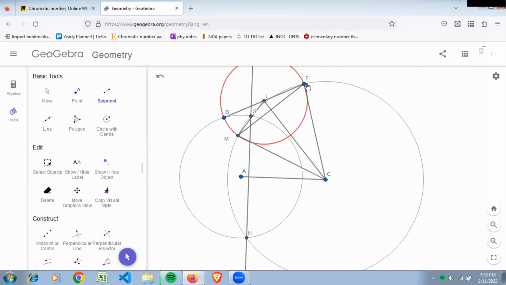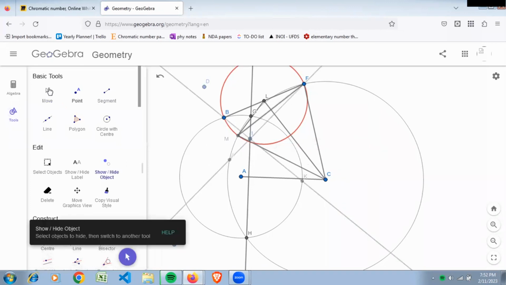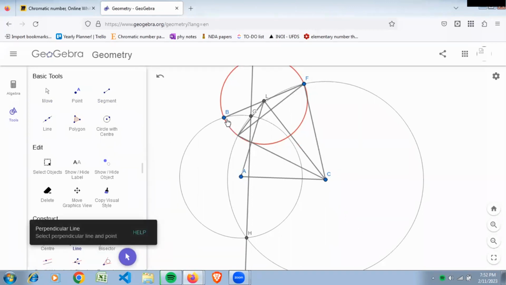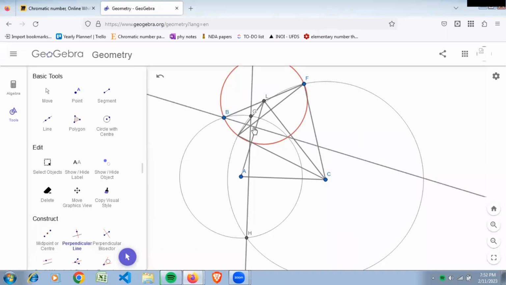So basically LC is the perpendicular bisector of the line FM. So if I construct the perpendicular of CL through F, that will pass through a point on this radical axis, right? And we'll intersect the circle here. We do not know the point M. We just know that this is the perpendicular. And similarly, we can draw a perpendicular from here. These two perpendiculars will meet at the radical axis.